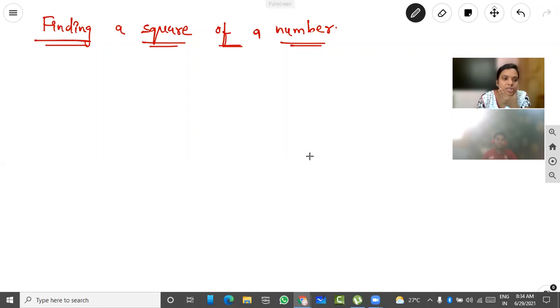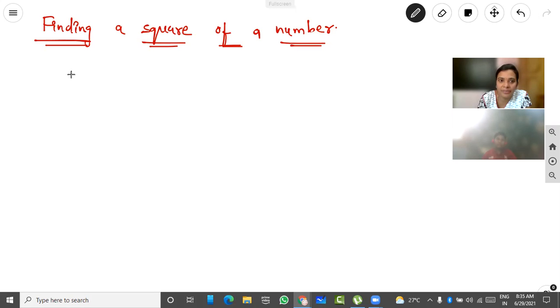Let us discuss a topic on squares and square roots. Finding the square of a number: if we want to remember the squares of 1 to 25, it's okay. We can remember 1 to 20, but for 21, 22, 23, or higher numbers, how do we find the square of such a number?